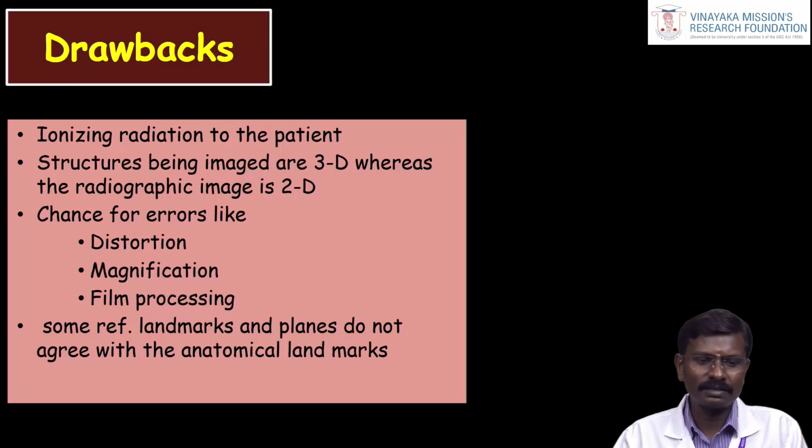Coming to the drawbacks: the radiation, one thing, and the second thing is the structure being imaged is 3D, whereas the radiographic image is a 2D image. There is a chance for errors like distortion of an image, magnification, and errors in film processing. Nowadays, with recent advances in digital cephalometrics, these film processing errors won't be there. Also, some reference landmarks and planes do not agree with the anatomical landmarks.